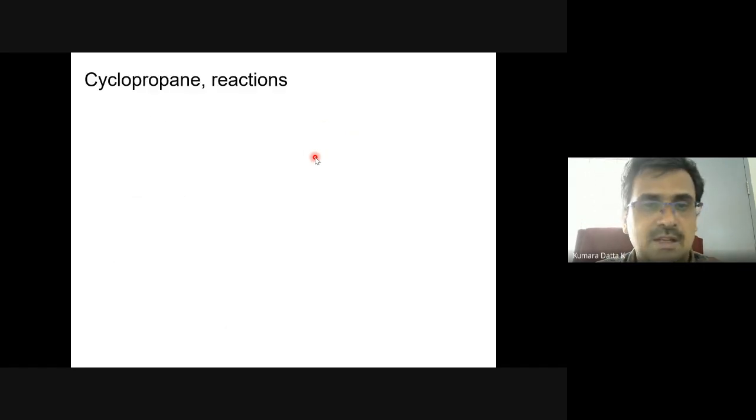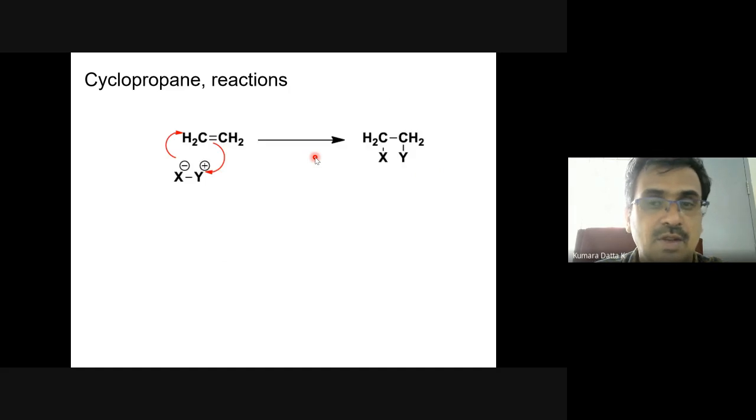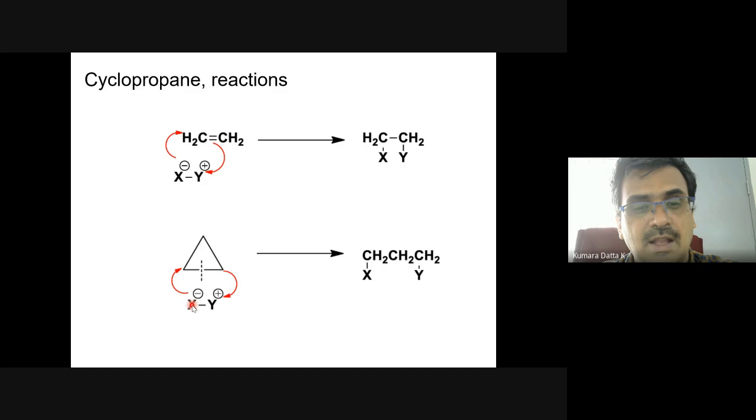Now these are the reactions, and it is very straightforward what you can expect. In a nucleophile, you generate slight positive and slight negative charges because of electron destabilization, and any hydrogen halide or like that, and then you add to the corresponding system. Whereas in this case, if you cleave the bond, you add X here and Y here accordingly.